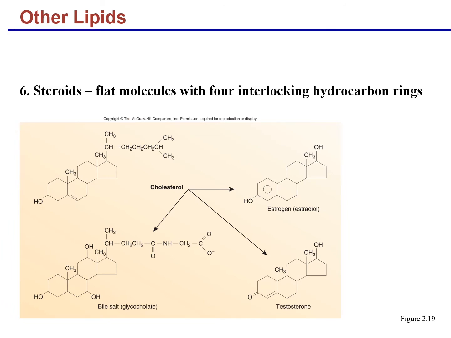Steroids are an important group of lipids. These are very flat molecules made out of interlocking rings of hydrogen and carbon, right? So the ring's made out of carbon, has hydrogen attached to it. Cholesterol is a steroid, and cholesterol is the metabolic precursor to other steroids like the sex hormones estrogen and testosterone. So we see in this figure how cholesterol can be used to create bile salt or testosterone or estrogen by tweaking that basic molecule.